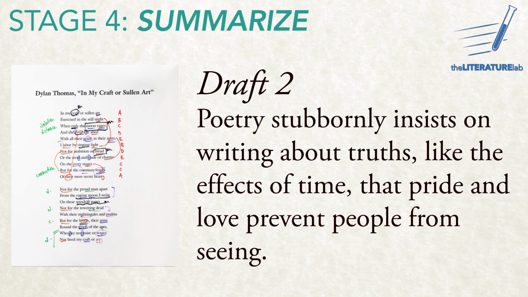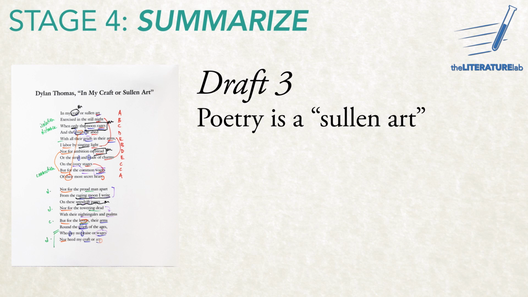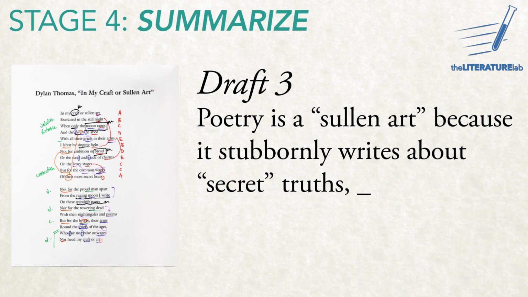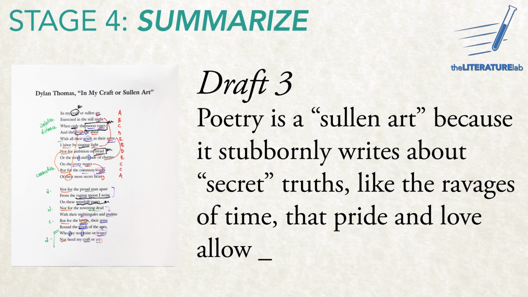But I'm still not satisfied because there's something in this second draft that isn't really pointing at what the poem itself says in its word choices that really help to make this argument as complicated as it is. So here's a third draft. Poetry is a "sullen art" because it stubbornly writes about secret truths, like the ravages of time, that pride and love allow readers to ignore.